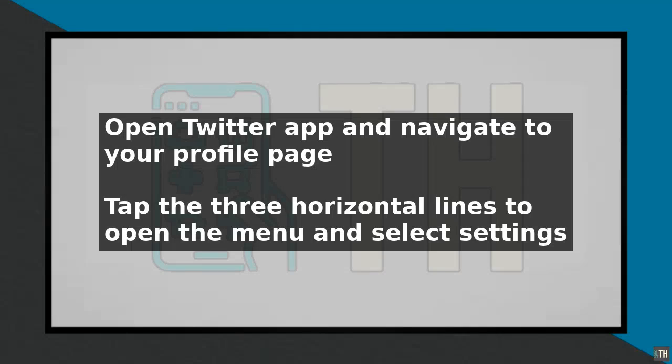To add Cash App to Twitter, start by opening the Twitter app and navigating to your profile. Tap the three horizontal lines in the top left corner to open the menu. Then select Settings and Support. From the Settings and Support menu, choose Settings and then tap on Monetization.